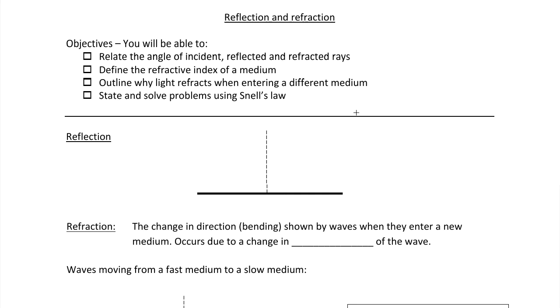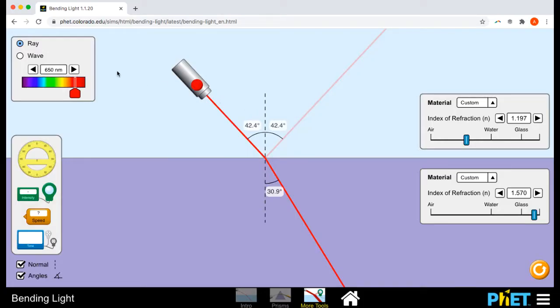In this lesson, we're going to talk about reflection and refraction. These are properties of all waves, but we're going to focus on light waves. Let's take a look at a simulation. This simulation is again from PhET.